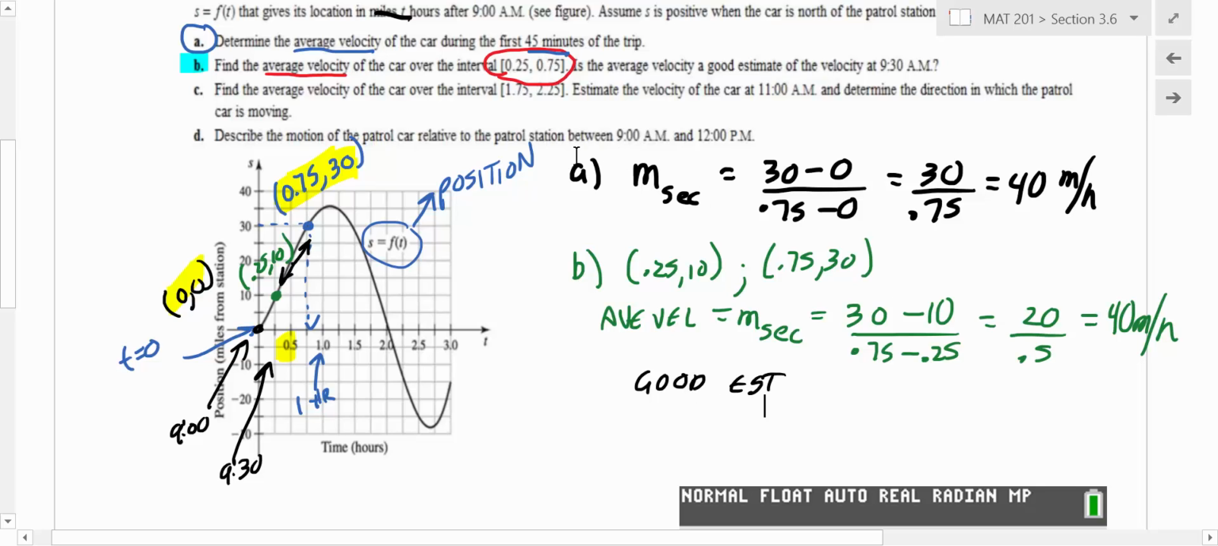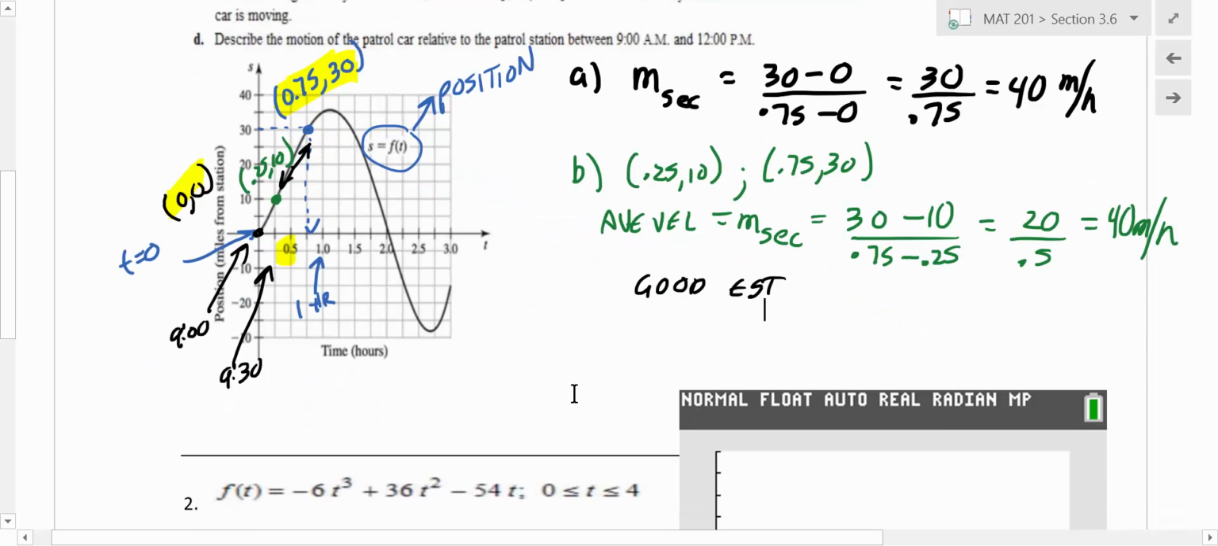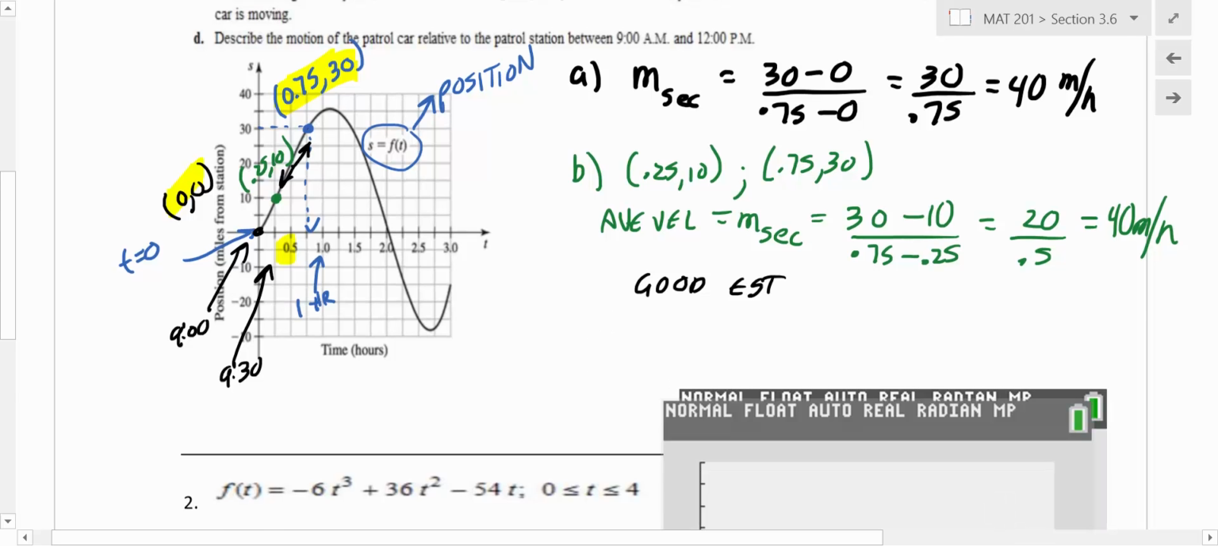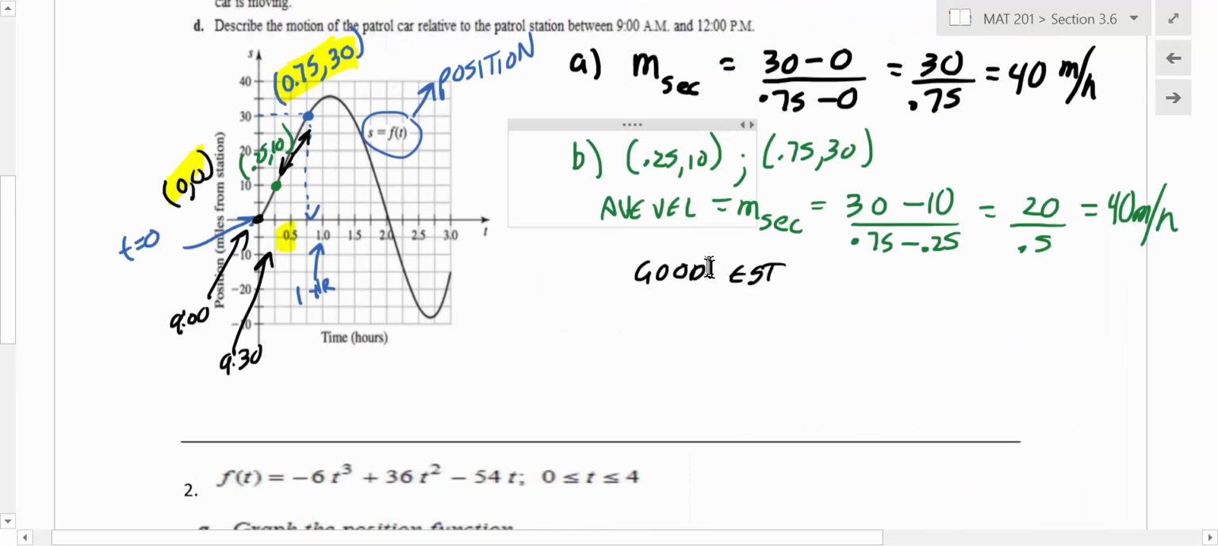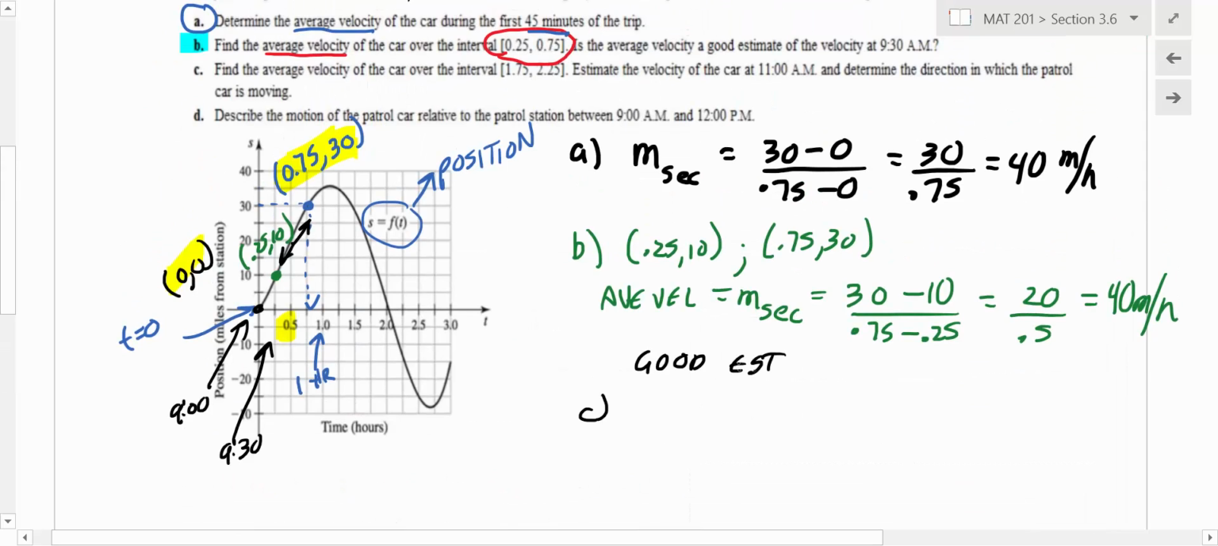Okay, and let's see. Now I'm going to do one more thing with that, and then we'll put together the motion and that kind of thing. On part C, what I want to do is the same thing with these two times right here. So let's look at 1.75. So 1.75 is here, and let's try to get a good point on that. Let me see what I did on that. I'm going to use 1.75.